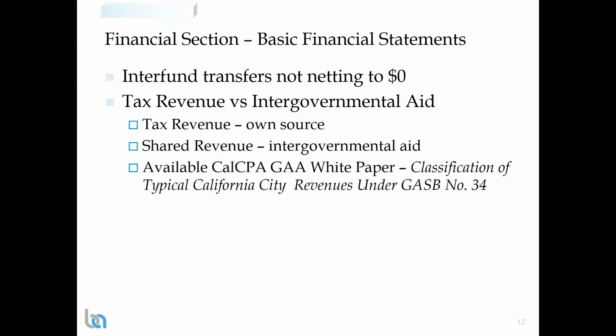There is a white paper. It's quite outdated, maybe needs to be refreshed. It looks at a variety of different California revenues and then what's the appropriate classification of those revenues on your government-wide statements, whether those are operating, capital, general revenues, or program revenues. It probably could use an update, but I still use it from time to time.